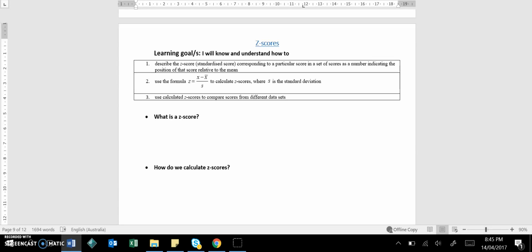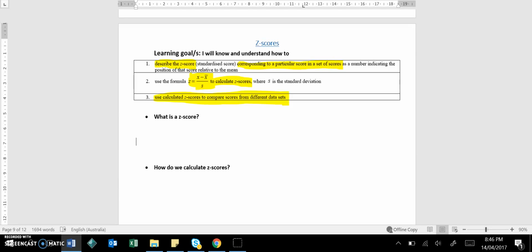Today we're going to be learning about z-scores. So again, we're looking at the normal distribution side of things. The goal of this lesson is to make sure you know how to describe a z-score and how it relates to a score in a set of scores. Also to use the z-score rule to calculate z-scores, and to use those z-scores to compare scores from other data sets.